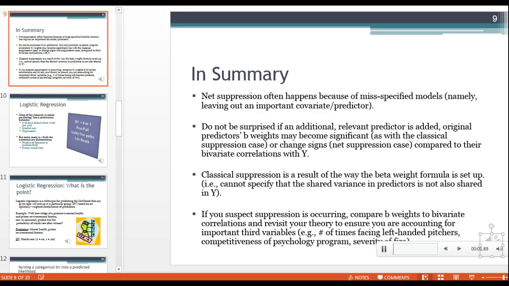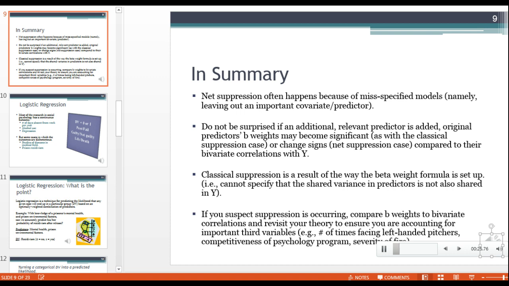So in summary, what are the key takeaways? Well, first, net suppression happens mainly because of misspecified models. So we're leaving out an important covariate or predictor, and our context doesn't have the full knowledge of the causal chain, as we just saw from the firefighter example.